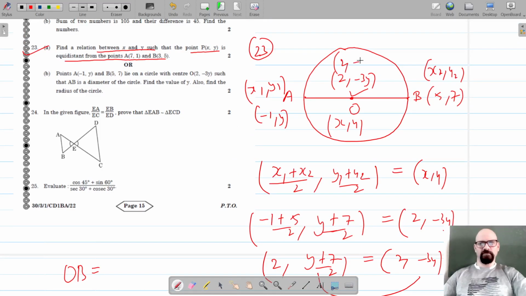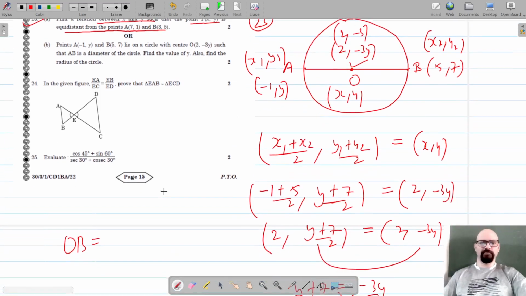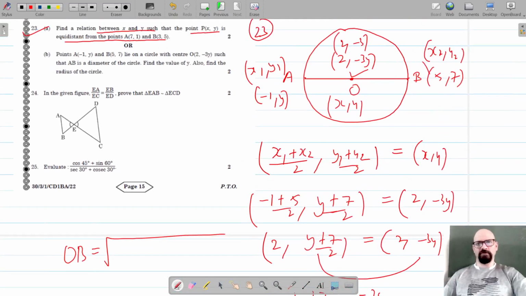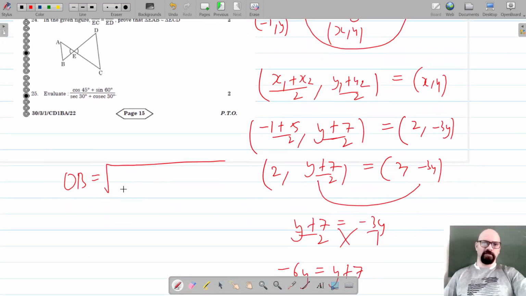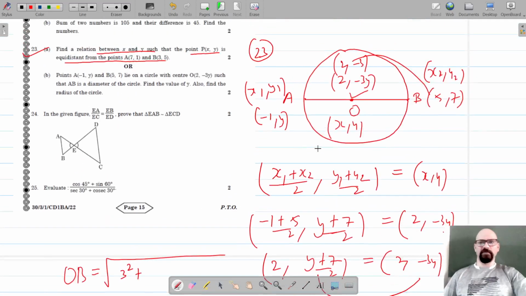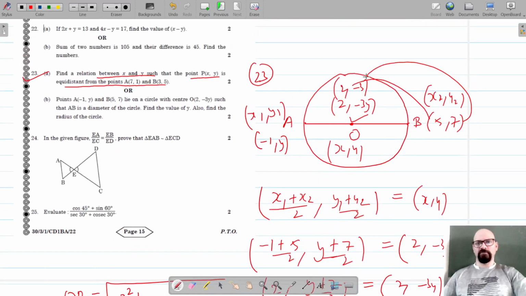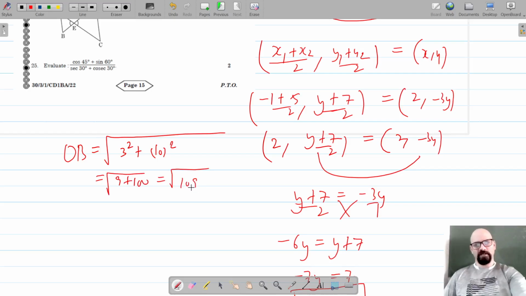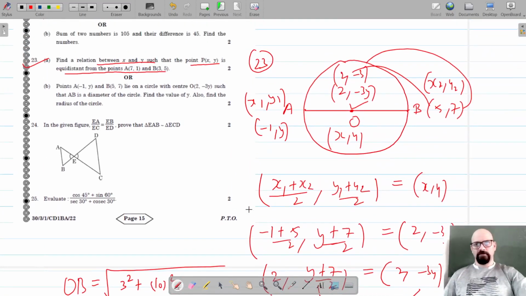So that means the coordinates of the center are 2 comma minus 3. And to find out the radius, let's use the distance formula. So 5 minus 2, the whole 5 minus 2 is 3 square plus, and 7 minus of minus 3 is 10. So 10 square, which gives me 9 plus 100, which is equal to root of 109.